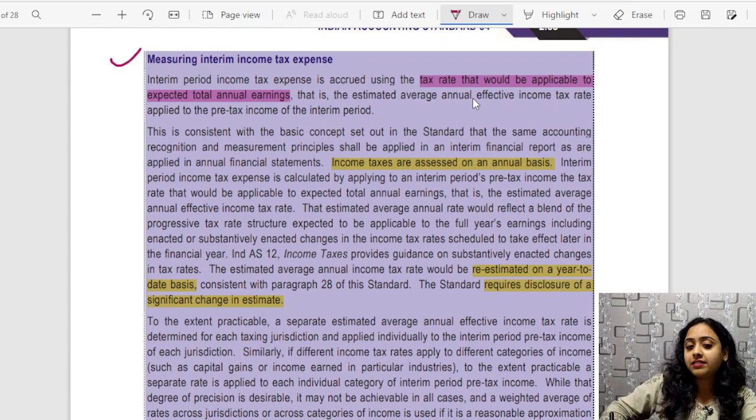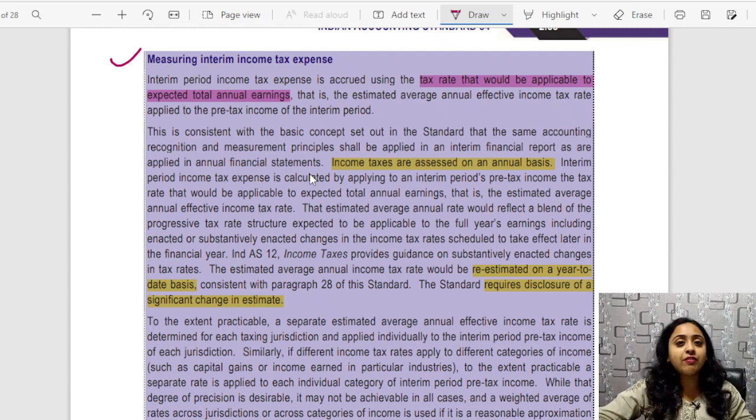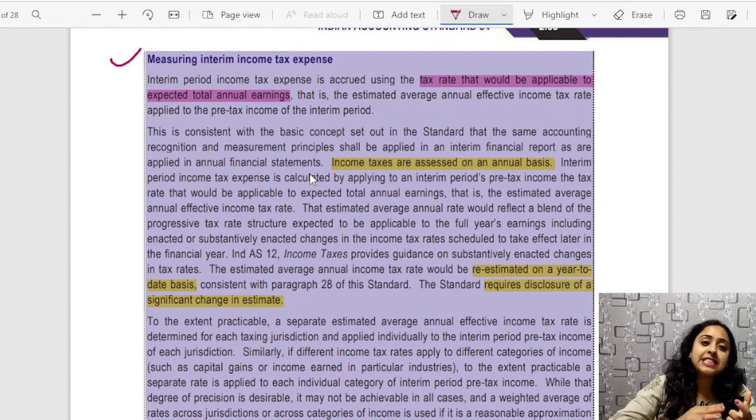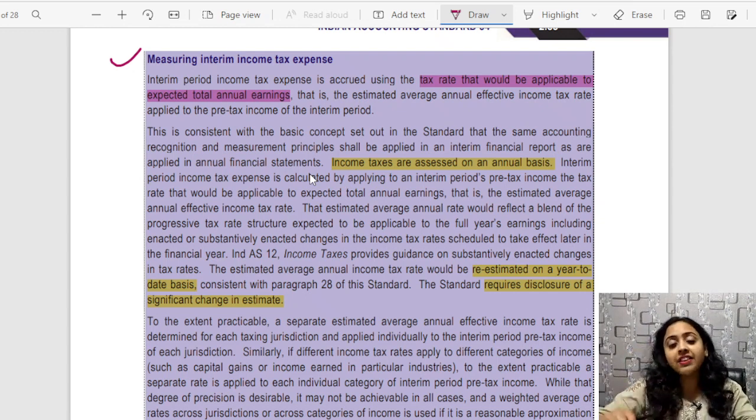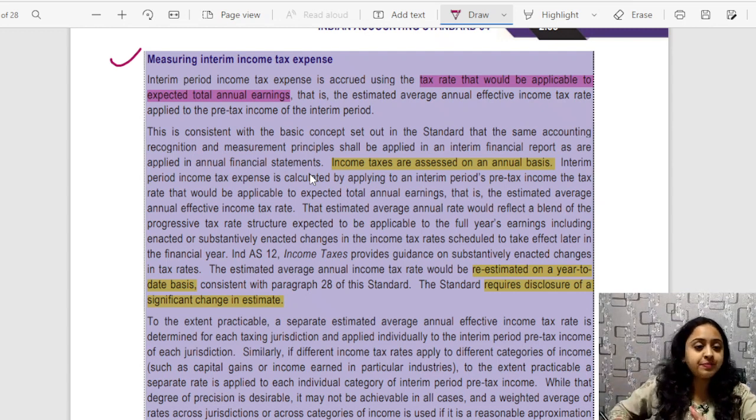The rate that would be applicable to the expected total annual earnings. What you have to do is estimate the annual income. Then on that you have to estimate the annual tax that will be payable. You have to divide it over the period of time and then record it in a particular interim financial quarter. That is the estimated average annual effective income tax rate applied to the pre-tax income of the interim period.